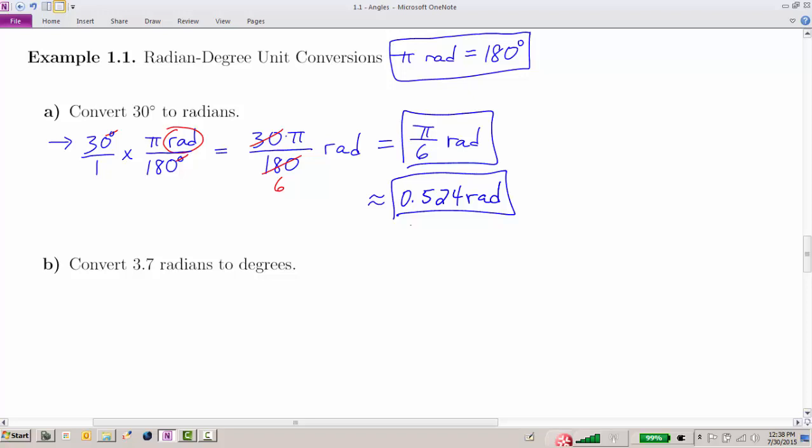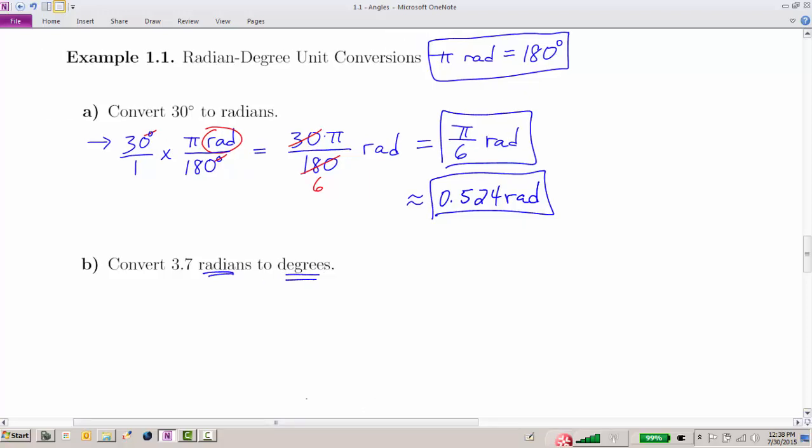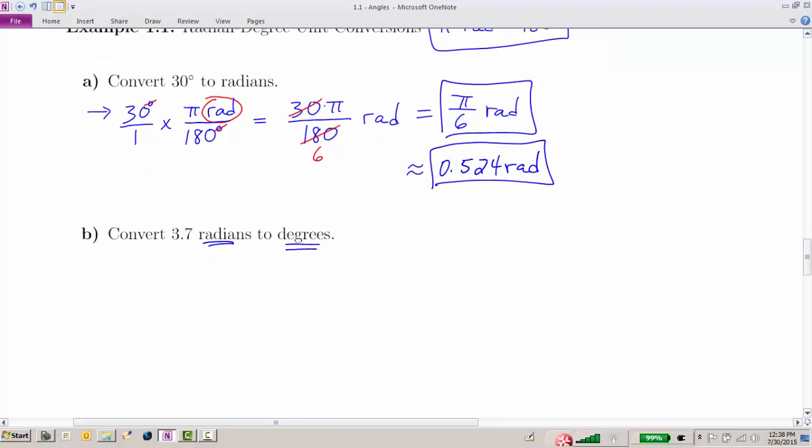In part B, we're just going to go the other way around. Here we're starting with radians. We want to get to degrees. We're going to use the same equivalence that we used before, and we're going to start off the same way, where we take our known measurement, 3.7 radians, put it over 1 to make it look like a fraction.